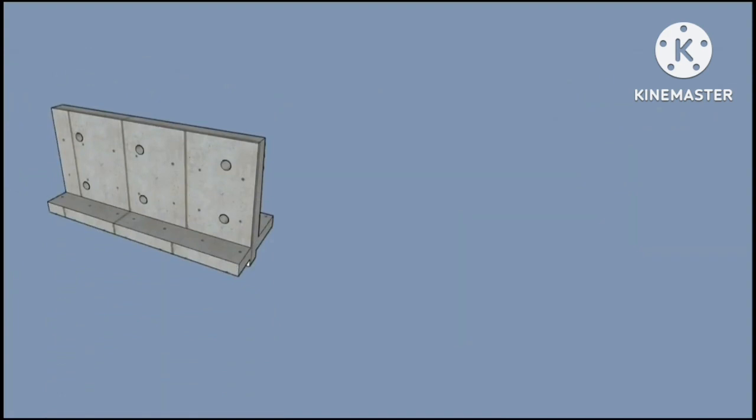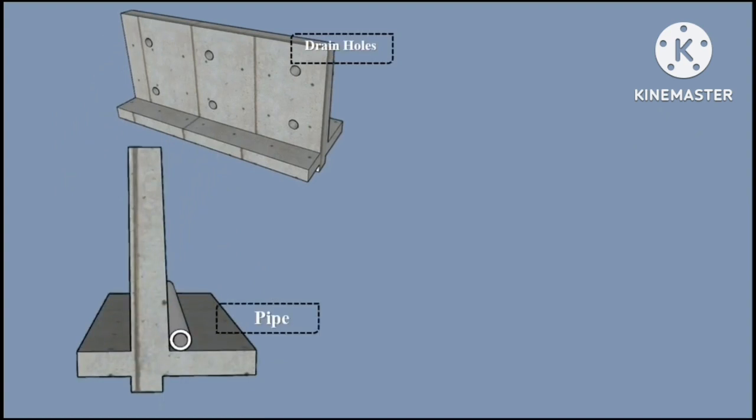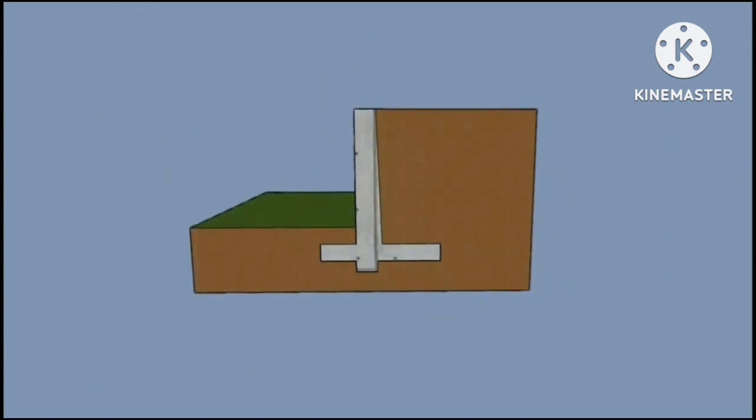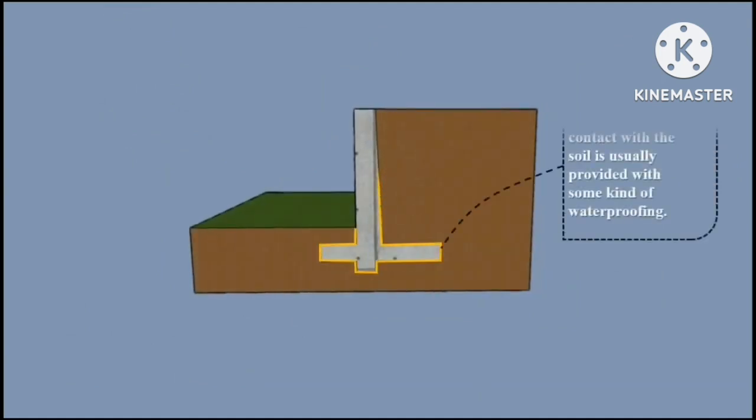The stem may be provided with drain holes with slope for the water drainage. Similarly, a sloping perforated pipe may be provided below the same for water drainage. The soil behind the stem can be coarse aggregates so that water percolates and exits via drains. Sometimes the portion of the wall in contact with the soil is provided with some kind of waterproofing.